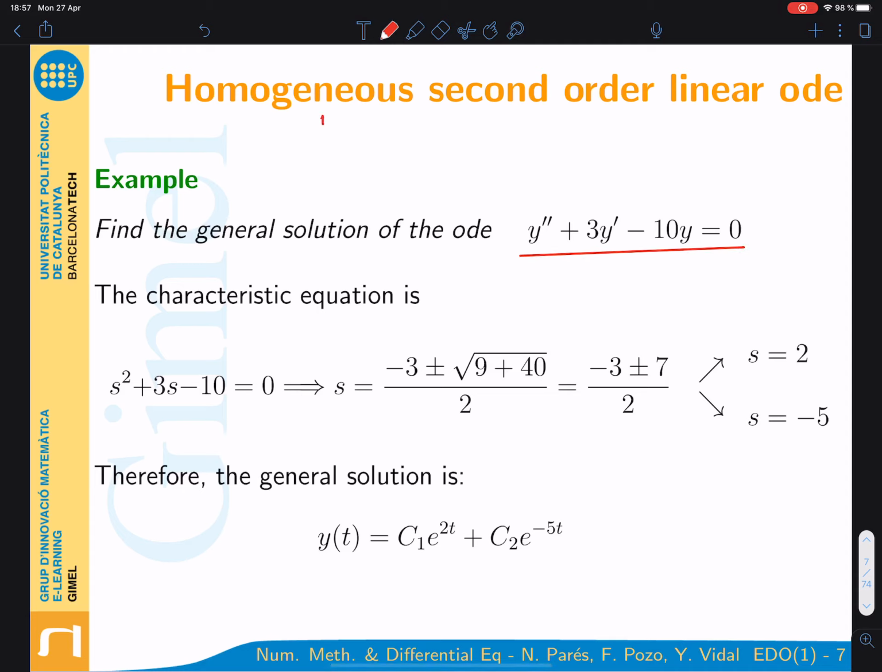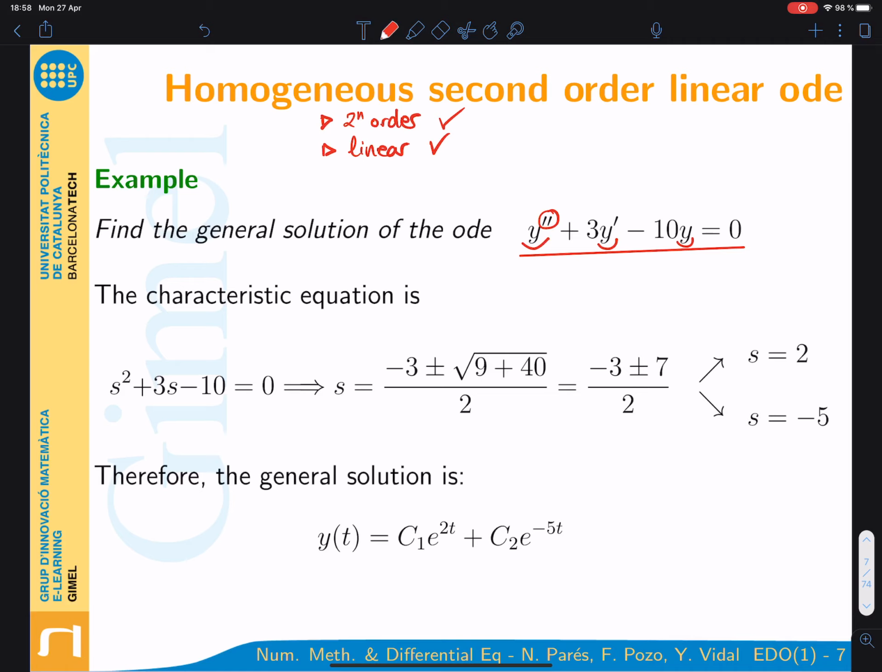First thing I need to do is a checklist. Is it second order? Yes, because the highest order derivative that appears is second order. So it's a second order ODE. Great. Is it linear? Well, yes, it is linear because y prime prime, y prime, and y appear linearly in the ODE. They are not inside a square root or with a power of 3 or multiplied between them or inside an exponential and so on.